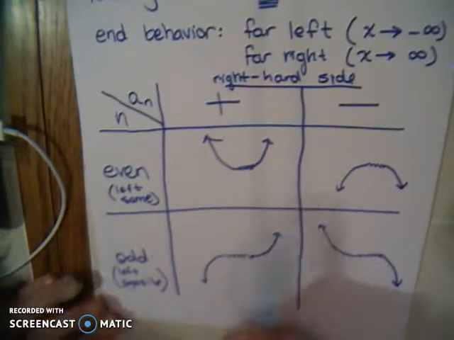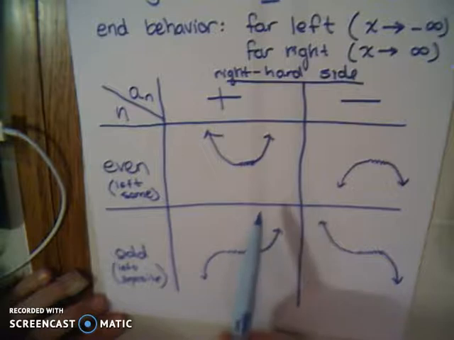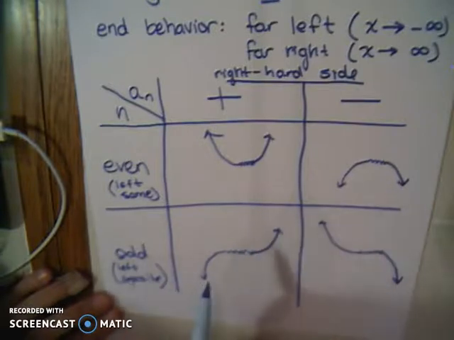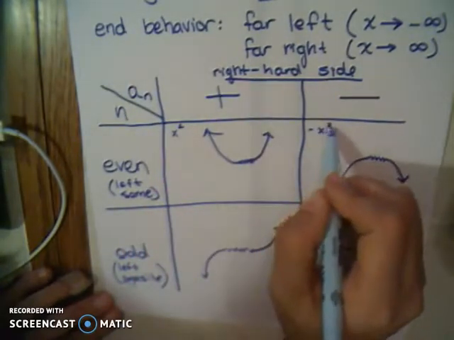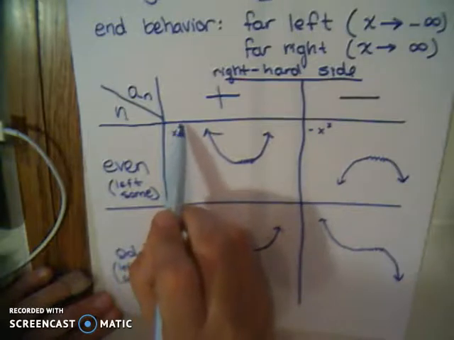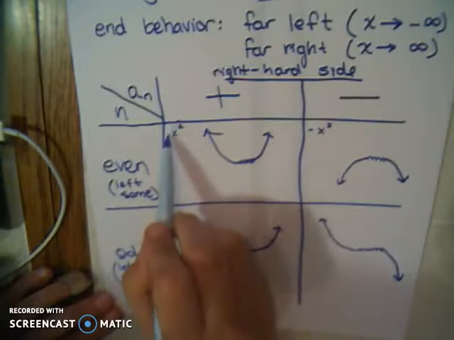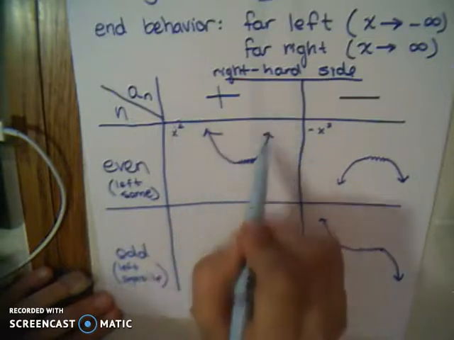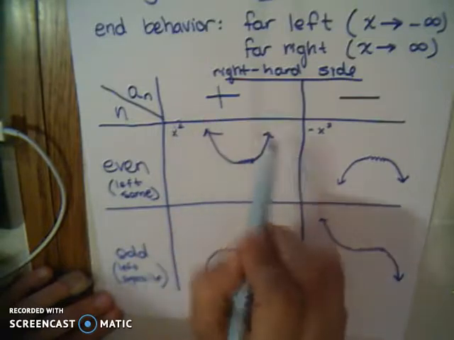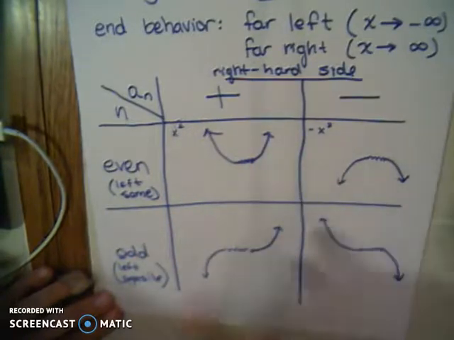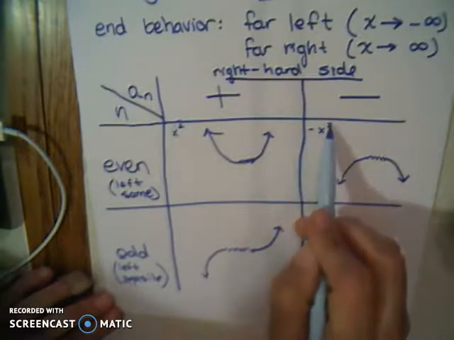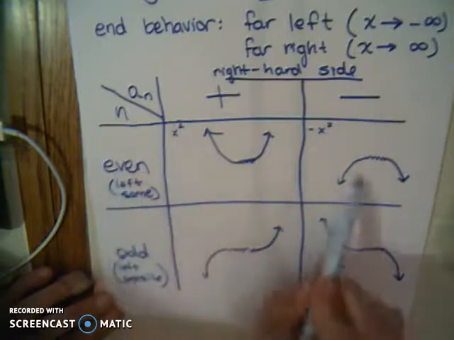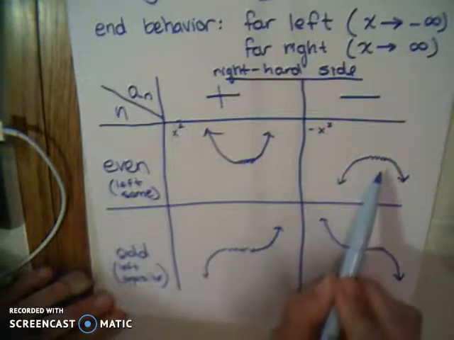And there are some simple example functions that we can use to help us remember this that we learned back in chapter 2 when we did our transformations. X squared and negative x squared. So the regular old parabola graph has an even degree and a positive coefficient. And for that graph, both of the arms go up. When you throw a negative in front of it, it flips it, and both of the arms go down. So negative coefficient, even power. Looks kind of like this.